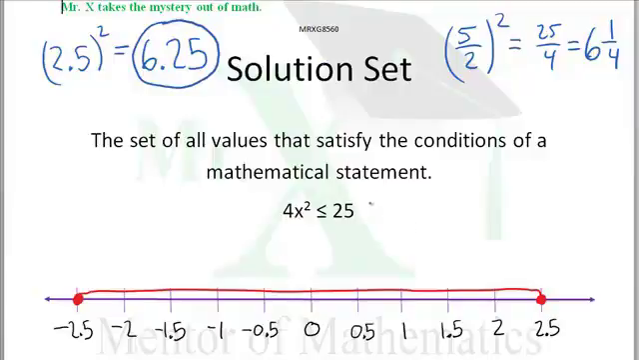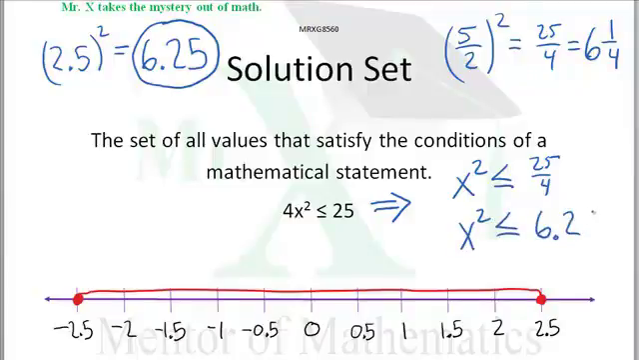So what I do with this guy is I divide both sides by 4, and I actually think, okay, x² has to be less than or equal to 25/4. But that's the same thing as this. And knowing that I could take the square root of both sides, since I have a less than or equal to, I'm going to want everything in between, because if I square any of these numbers, I'm going to get something less than 6 1/4. Oh yeah.